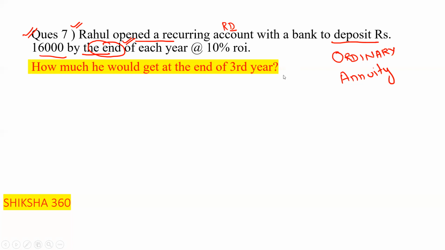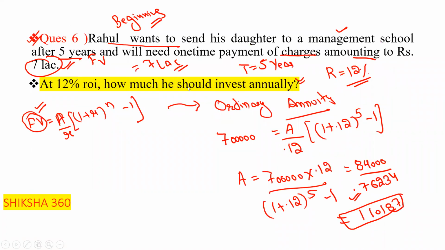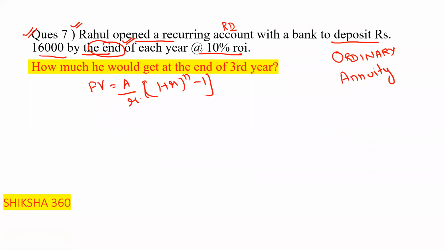Rahul opened a recurring account with the bank to deposit rupees 16,000 by the end of each year at the rate of 10% ROI. How much amount will he get? The formula to calculate the future value is annual deposit upon R into (1 plus R) power n minus 1. In the previous question we calculated the annual payment, and here they have given the annual payment, so we calculate the future value. This is the concept of the RD.